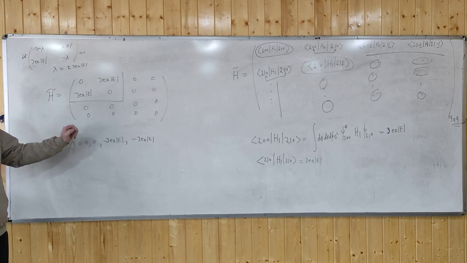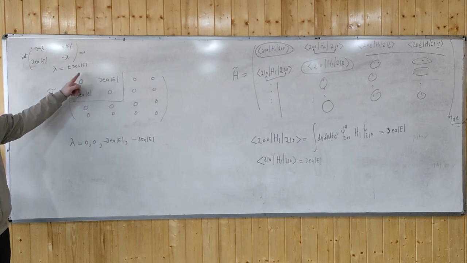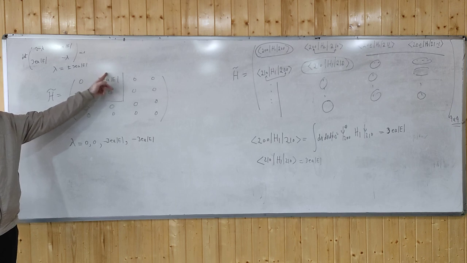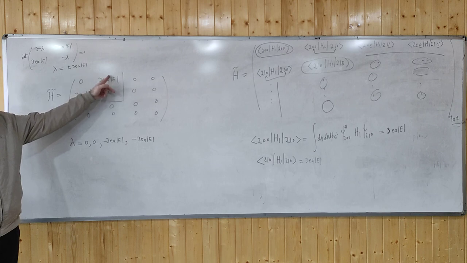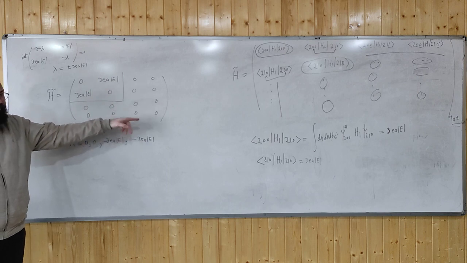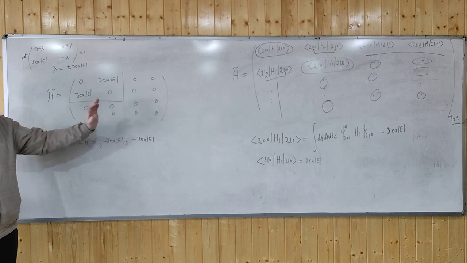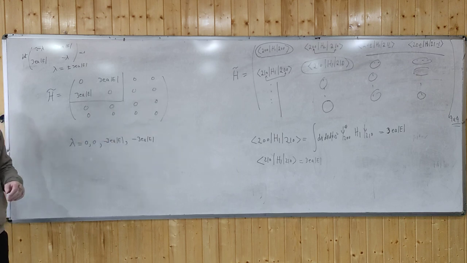Anybody? So what was this? This was actually the 2s state and this was what? 2p, which one? L is equal to 1, M is equal to 1. Clear? So what is that state? Px state. Okay, so Py and Pz, there is no mixing of these two orbitals. Got it?